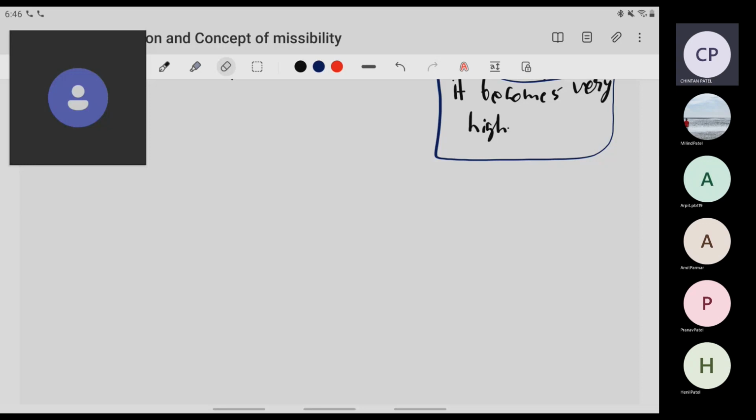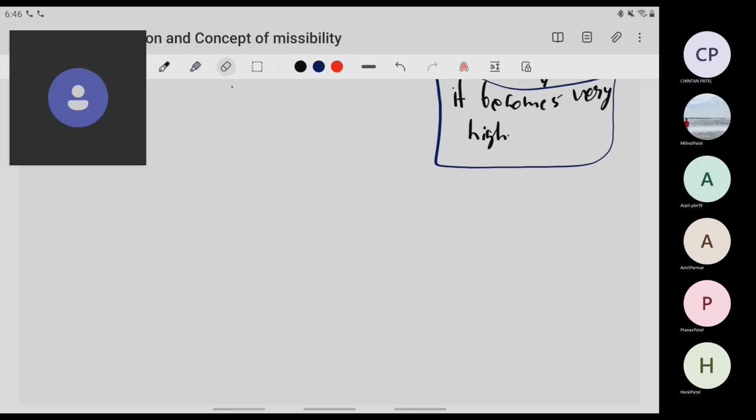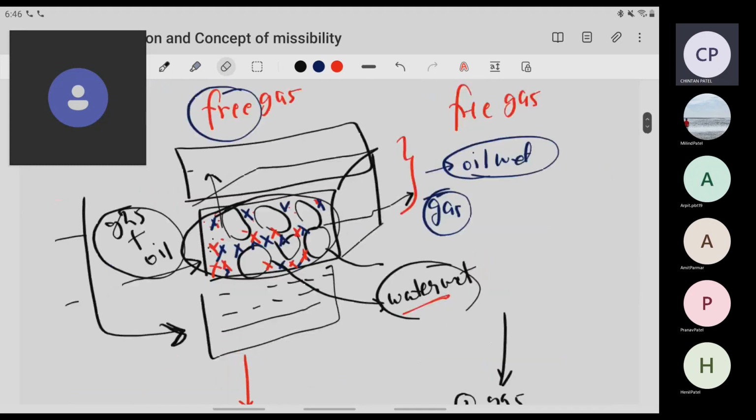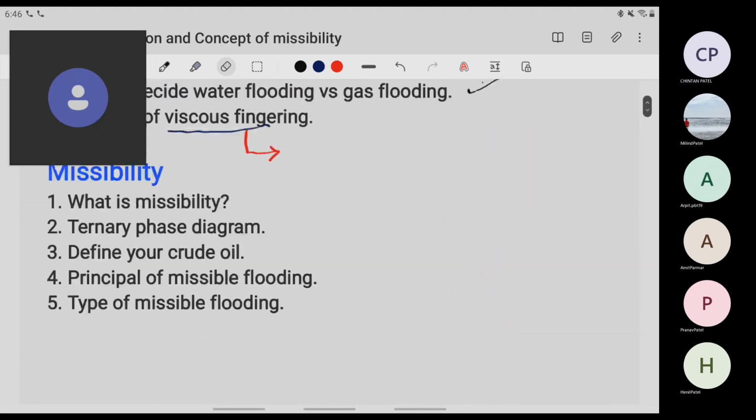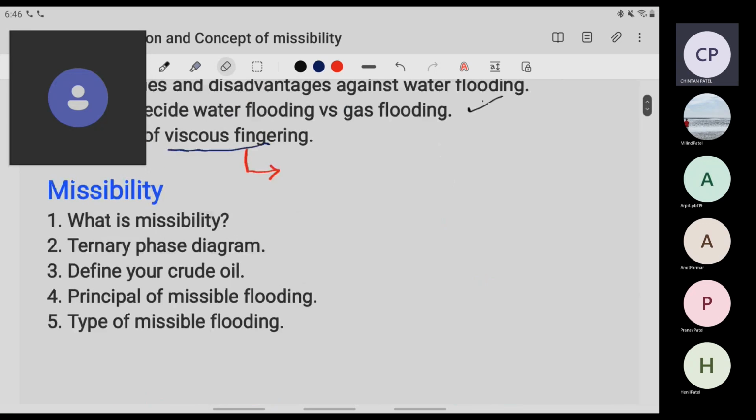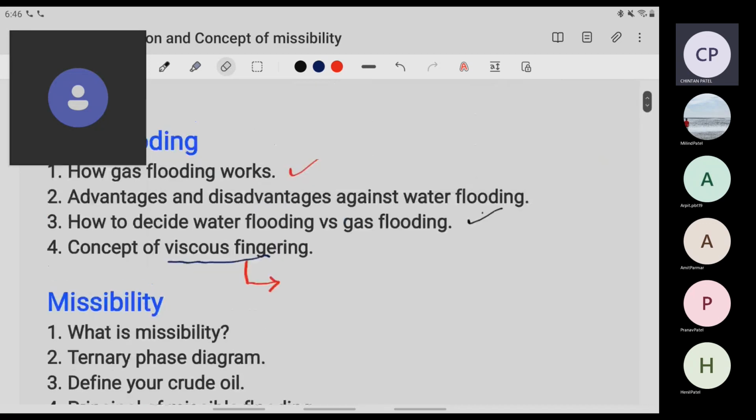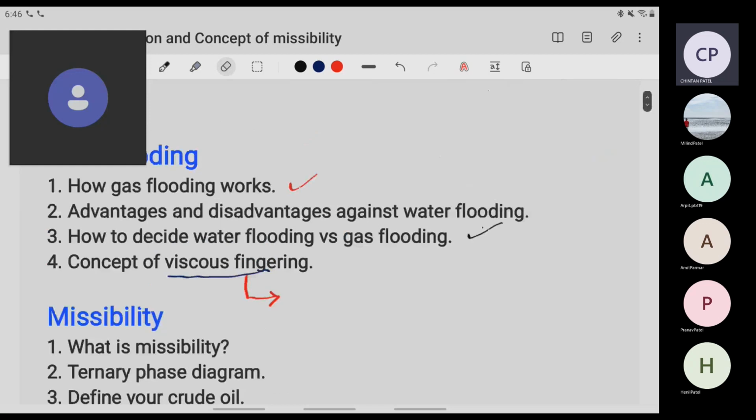Any other questions or anything? Let's suppose you are not understanding a concept properly, just let me know. Today we are covering very few topics. In miscibility we have five topics, but we have already covered four of them within an hour. So we can discuss anything you want to know, or anything you want me to repeat.